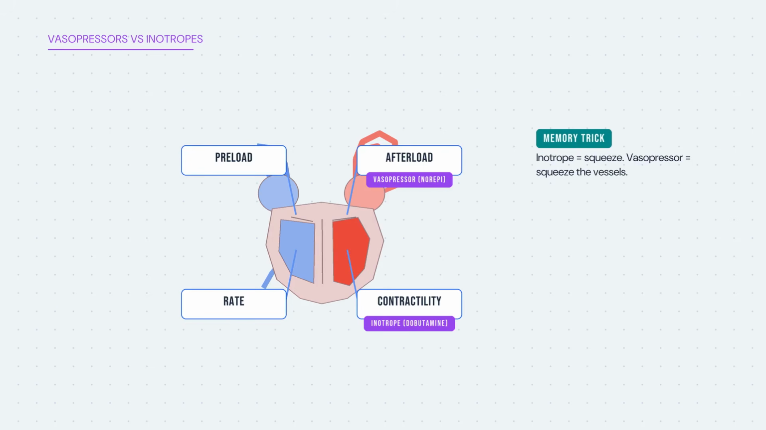Two categories that get blurred together. Inotropes change contractility, how hard the heart squeezes. Dobutamine is the classic one, and it is what you reach for when the problem is a weak pump. Vasopressors change afterload, they constrict vessels to raise the mean arterial pressure. Norepinephrine is the common first-line vasopressor. They are not interchangeable because they are pointed at different variables on the frame we built in Chapter 1. Inotrope, squeeze. Vasopressor, squeeze the vessels.